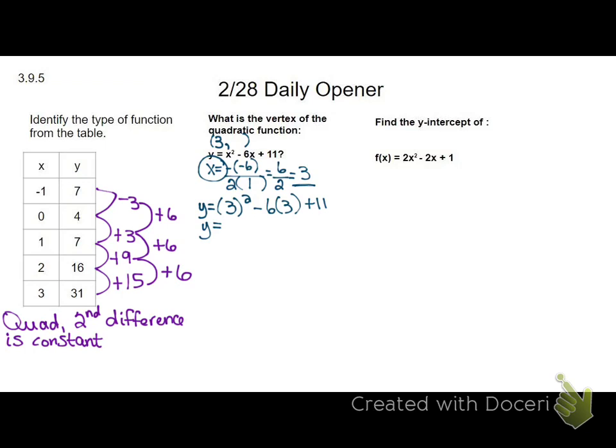3 times 3, not 3 times 2. 3 squared is 9. Then 18, then plus 11. Okay? So then y is going to equal, what's 9 minus 18 plus 11? So 9 minus 18 is negative 9. Negative 9 plus 11 is 2.